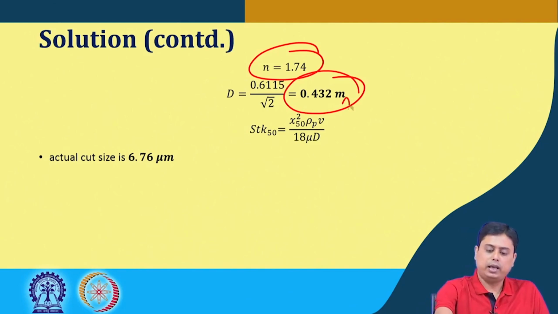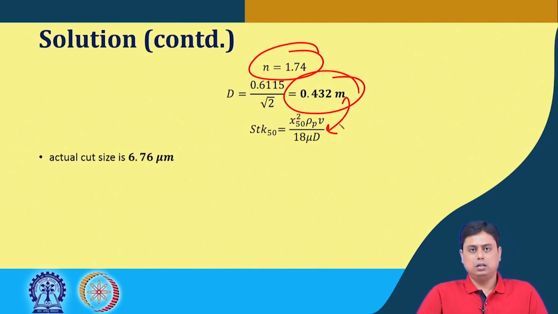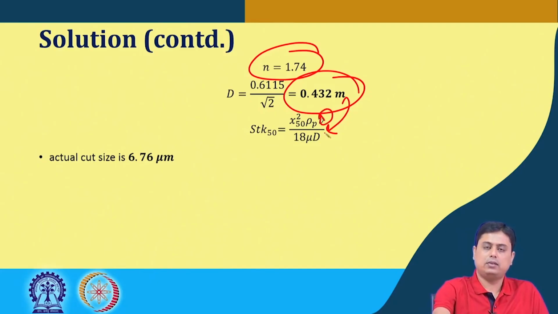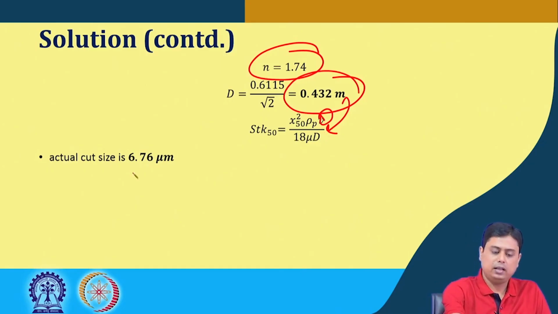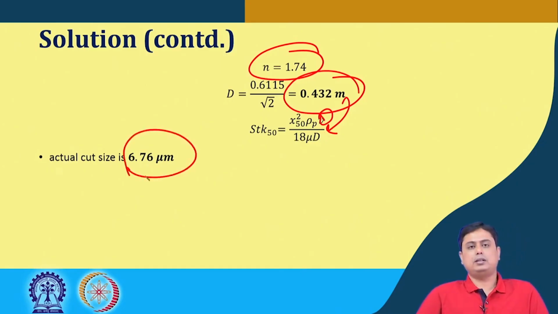We put it again in this Stokes number with the calculated V, the characteristic velocity we just calculated earlier, and we find the actual cut size to be 6.76 micron, which is lower than the required cut size, which means the design is safe, or the required number is good enough. So, this answers the first 2 parts.